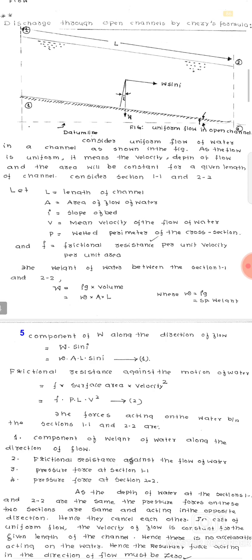Hi everyone. So now in this session, it is the continuation of uniform flow. In this session, we are going to find out the discharge through an open channel by Chezy's formula. In this derivation, we can see that there is a sketch. There is a uniform flow which is traveling between section 1 and section 2.